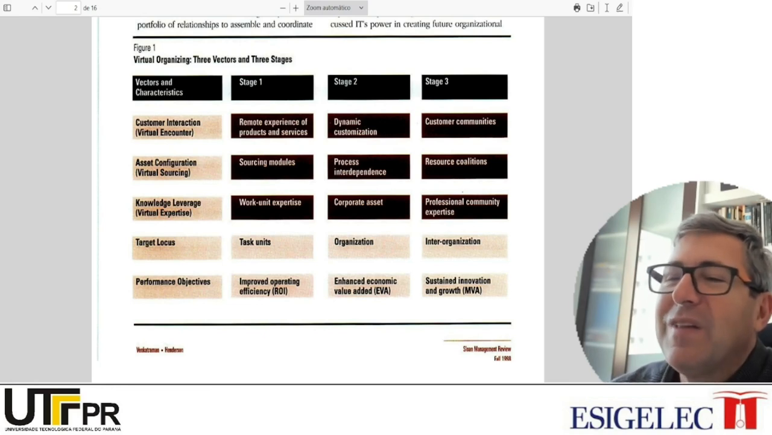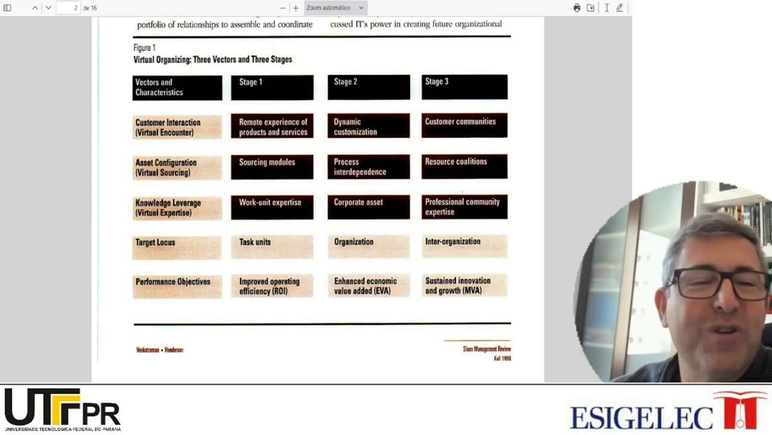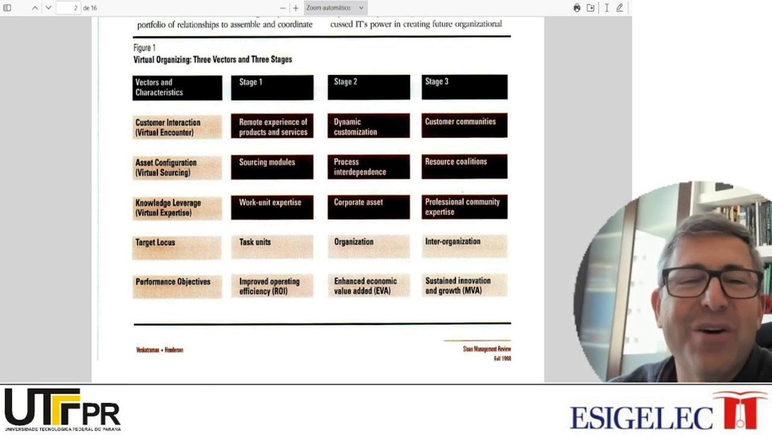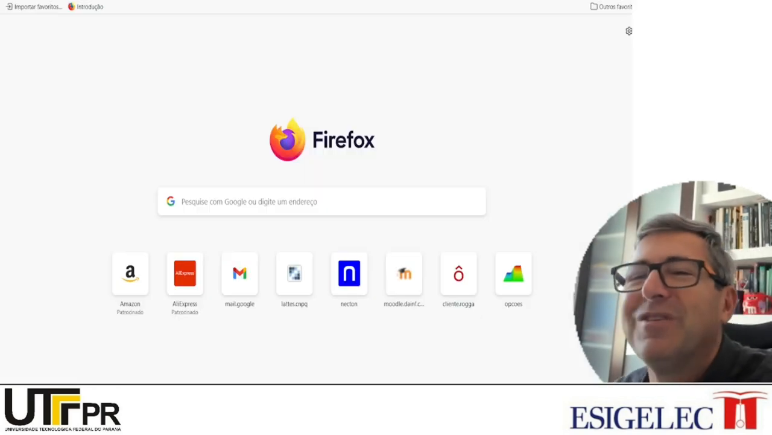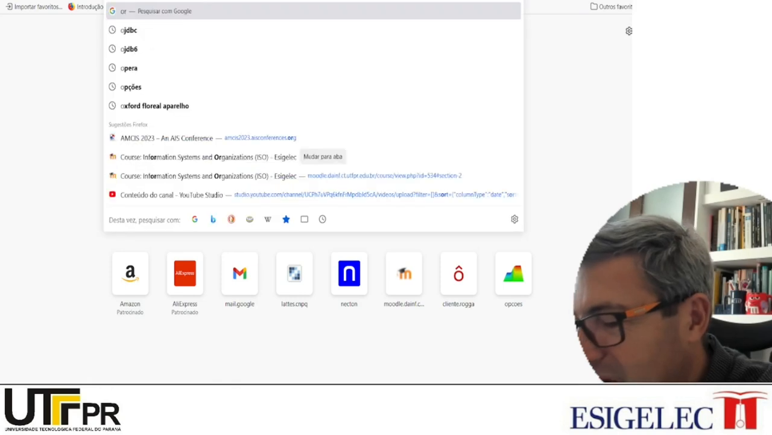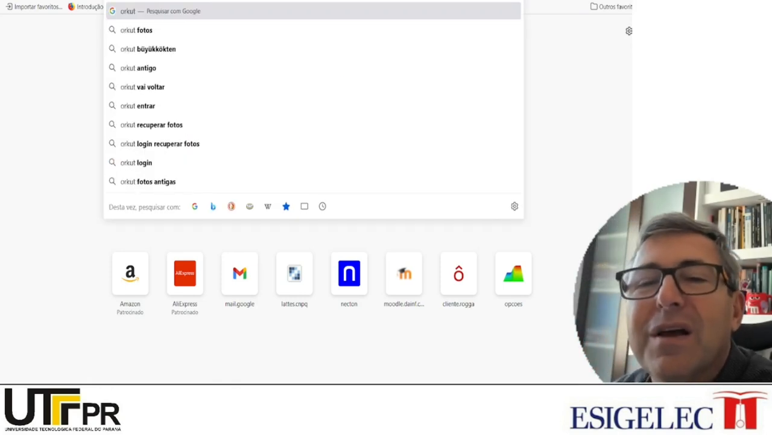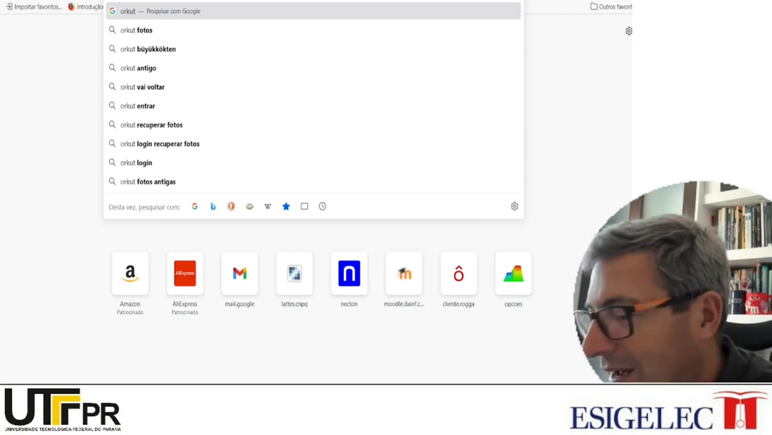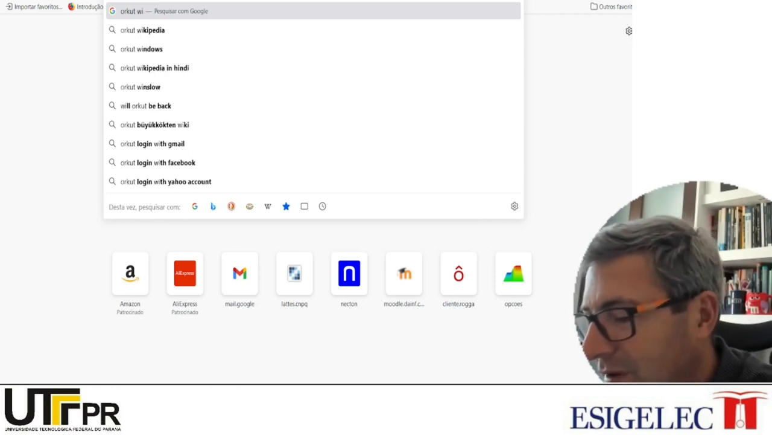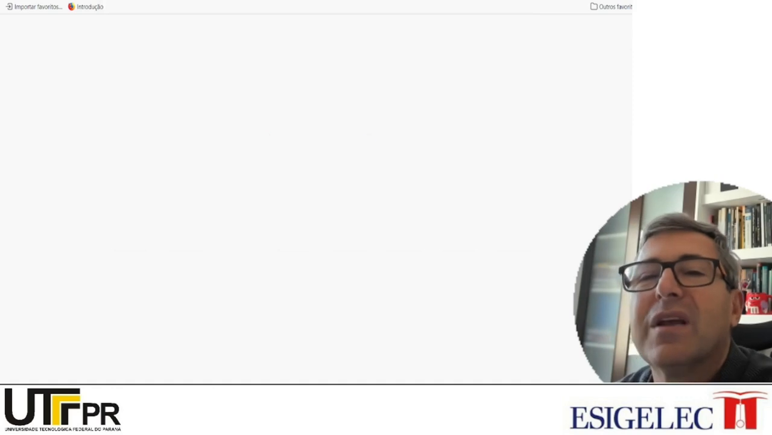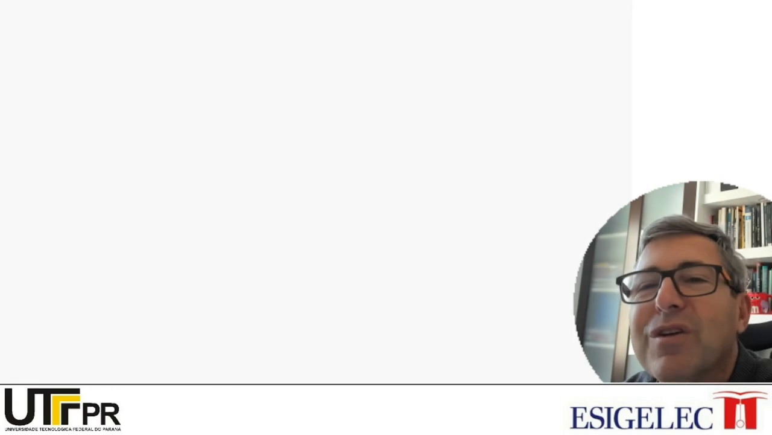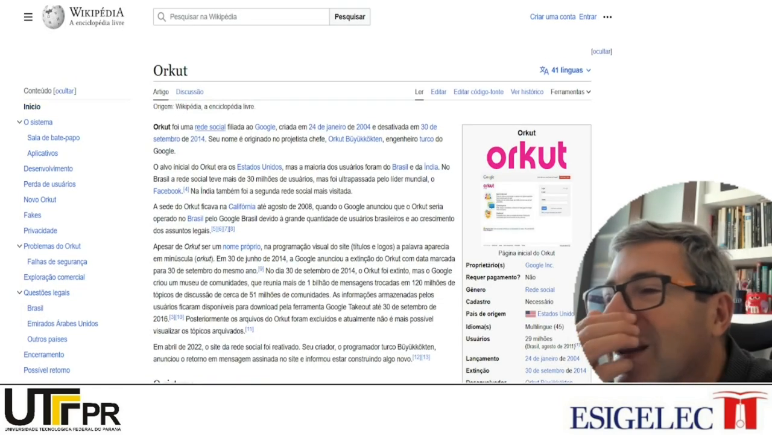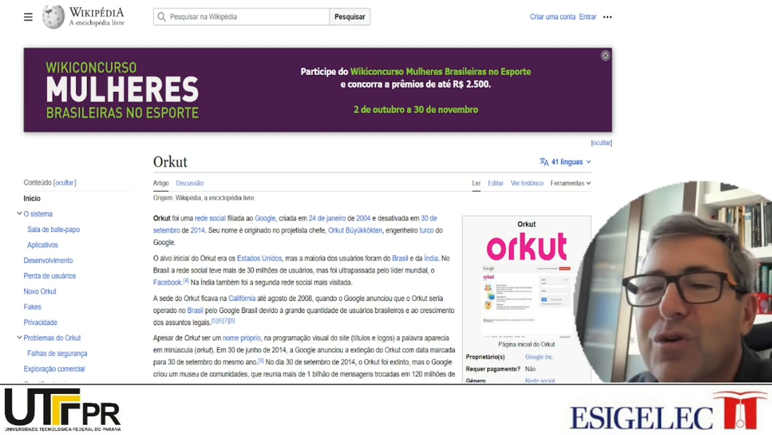It's been quite a while. At that stage, the social network was Orkut. I don't know if you ever heard of that. Orkut was prior to Facebook. I remember MySpace. MySpace was another one. Let me see if I find Orkut on Wikipedia. Oh, this is again in Portuguese. I don't want Portuguese here. But anyway, this was the logo for Orkut. It was actually a Google product.